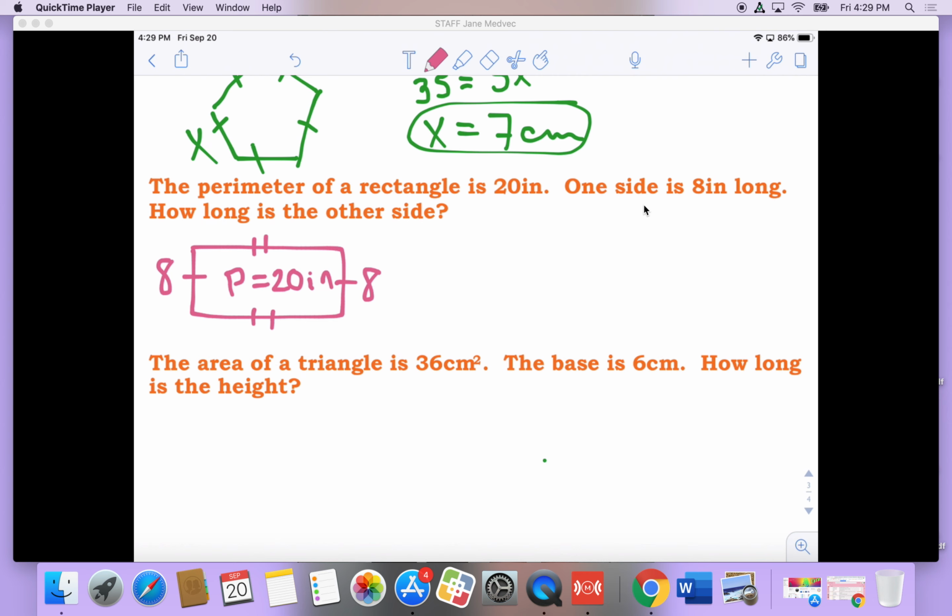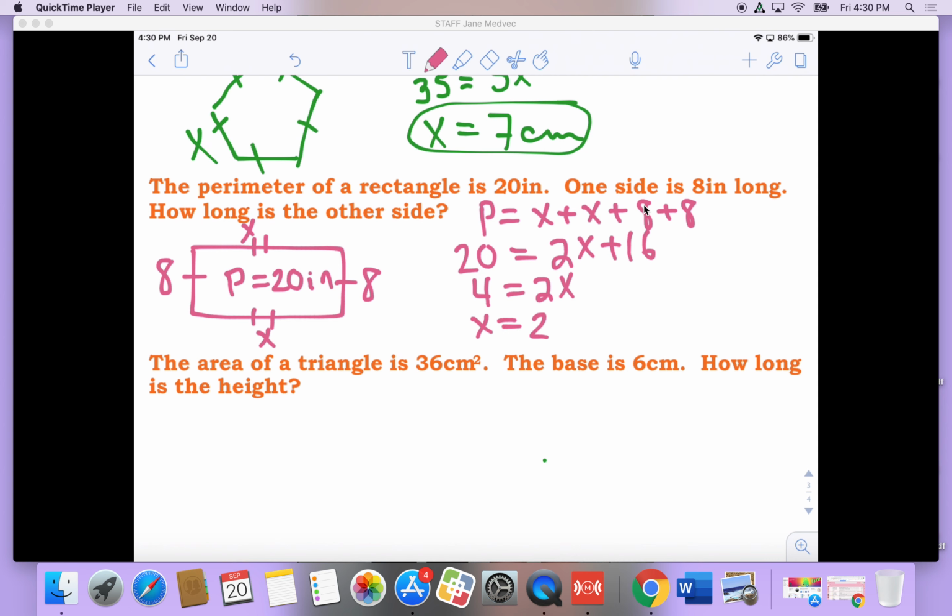Because remember, the opposite sides are congruent. And then I don't know, I'm going to call this X and I'm going to call this X. So the perimeter of the figure is X plus X plus 8 plus 8. And I know the perimeter is 20. So 20 equals 2X plus 16. So I'm going to combine my like terms. I'm going to subtract my 16. 4 equals 2X. Divide by 2, X gives me 2. So it'd be 2 inches.